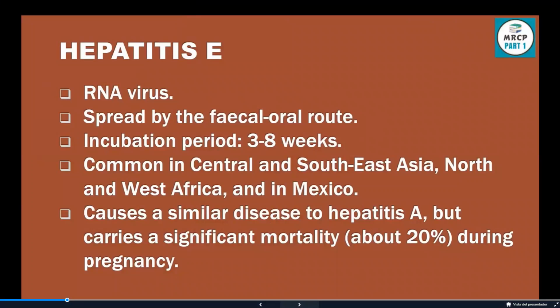Hepatitis E is an RNA virus, spread by the fecal-oral route. Incubation period 3 to 8 weeks. Common in Central and Southeast Asia, North and West Africa, and in Mexico. Causes a similar disease to hepatitis A, but carries a significant mortality, about 20% during pregnancy.